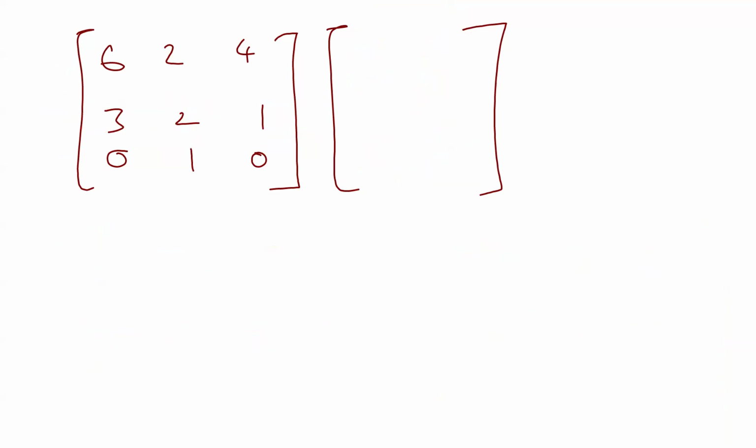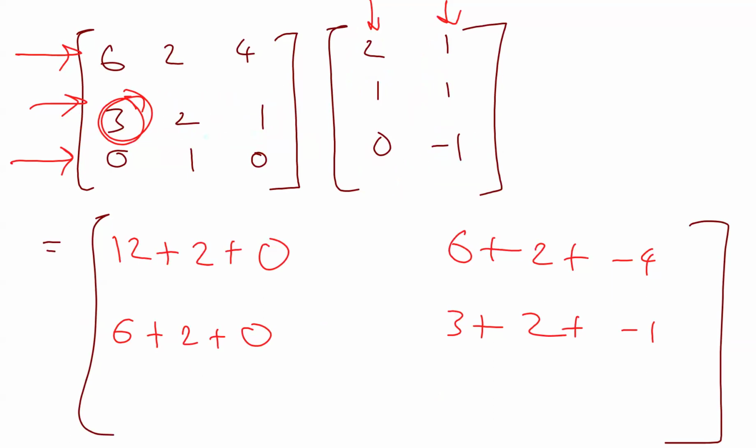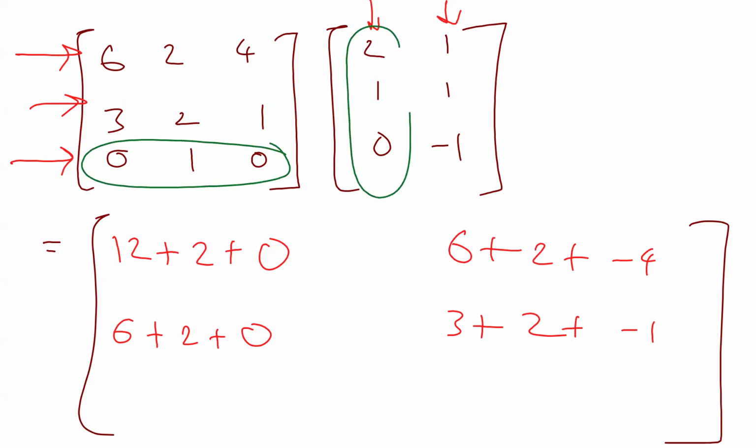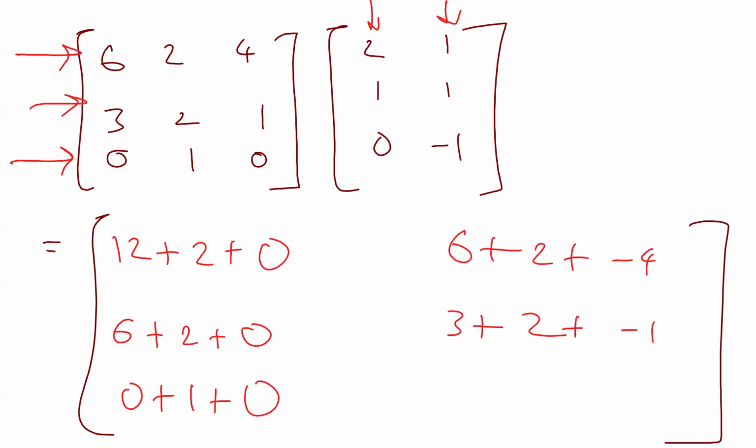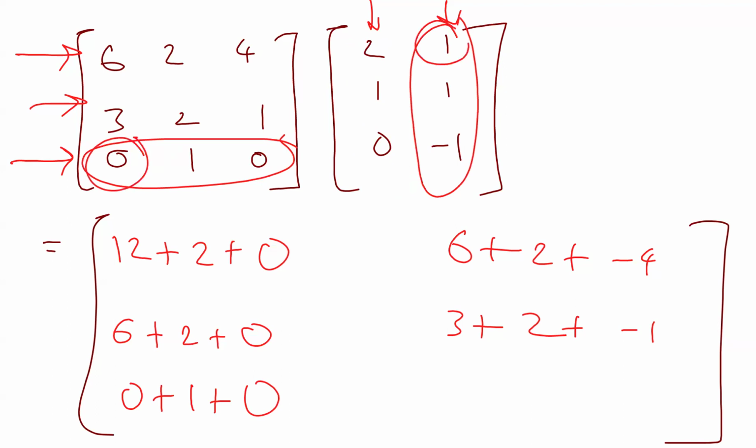Second row, second column is also over. Third row, first column. 0 into 2, that is 0, plus 1 into 1, that is 1, plus 0 into 0, that is 0. Third row, third column. 0 into 1, that is 0, plus 1 into 1, that is 1, plus 0 into minus 1, that is 0.